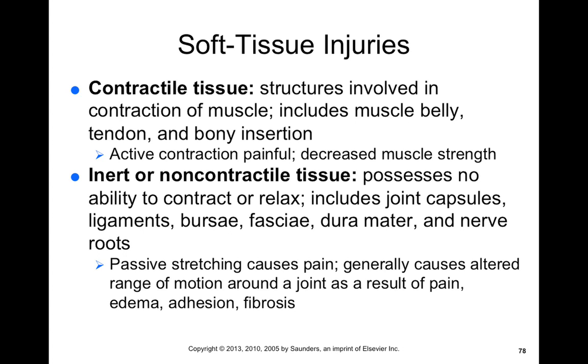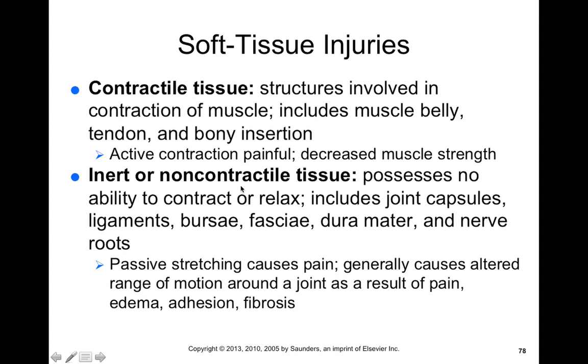Now, contractile tissues are involved in contraction of muscle. This includes the muscle belly, the tendon, and the bony insertion. So these are the portions of the tissue that will basically experience tension during an active muscle contraction. So if these are damaged, then you're going to find that there's pain during an active contraction. And with this, you'll see a decrease in muscle strength.